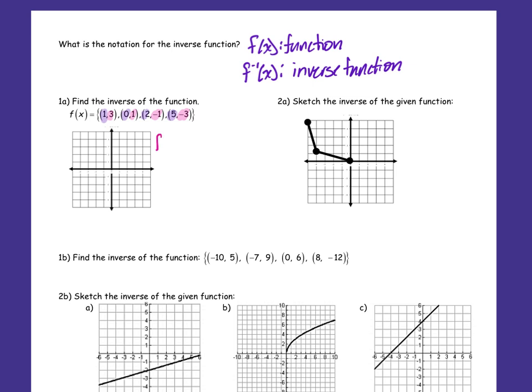And so f inverse of x is going to equal the set of (3, 1), (1, 0), (-1, 2), and (-3, 5). And that's it. If I have an ordered pair, honestly, all I do is switch my x and my y. That's it.